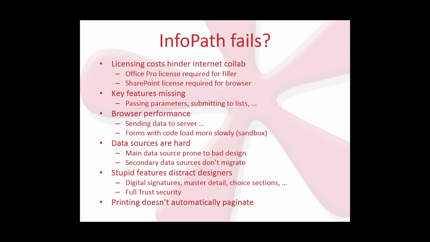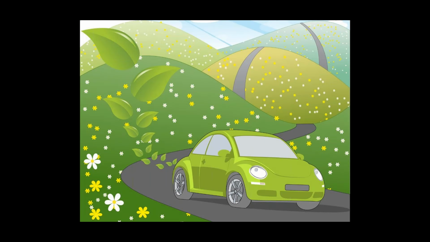It's hard to design the data sources. This is the biggest pitfall in InfoPath today, and it's hard for people to migrate those data sources once you move from one server to another or upgrade from 2010 to 2013, or 2013 to 2016. There are some strange features that don't make a lot of sense, that throw people off, and printing, of course, doesn't give you automatic pagination. So that's kind of the fail whale, so to speak, of InfoPath today.